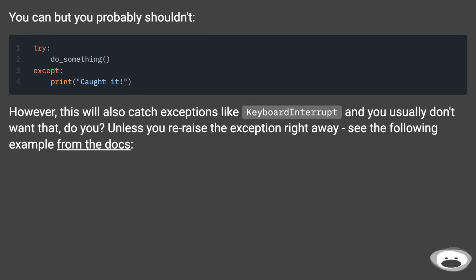You can, but you probably shouldn't. However, this will also catch exceptions like KeyboardInterrupt, and you usually don't want that, do you? Unless you re-raise the exception right away. See the following example from the docs.